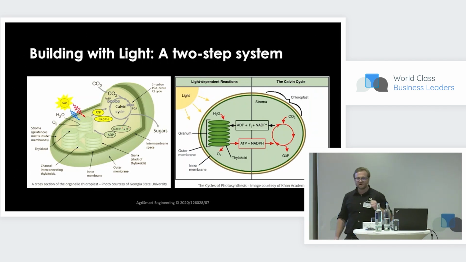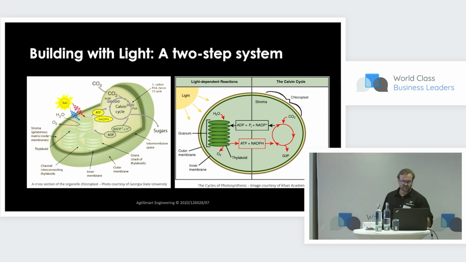Right, building with light, a two-step system. On the right-hand side, we've got an organelle called a chloroplast. These are in every single plant cell. You will see that you've got these little sac-like structures called thylakoids, and a stack of these little pancakes is called a granum. This is where the magic happens.